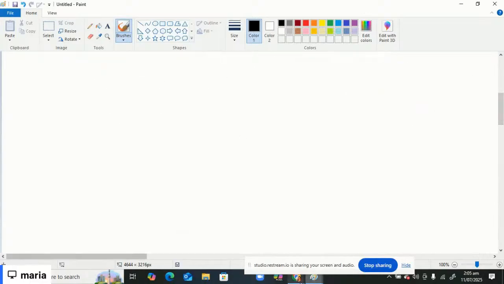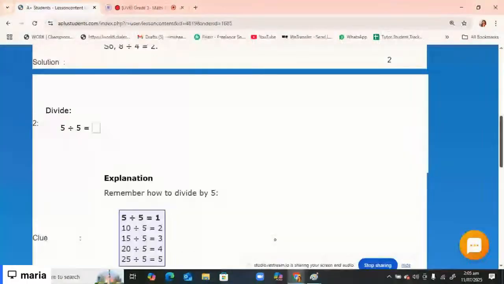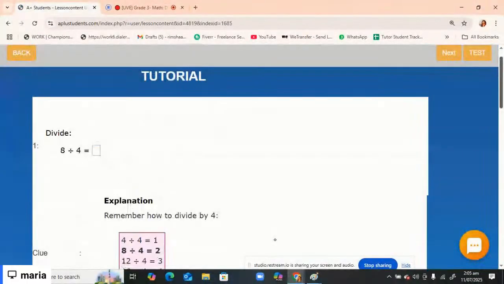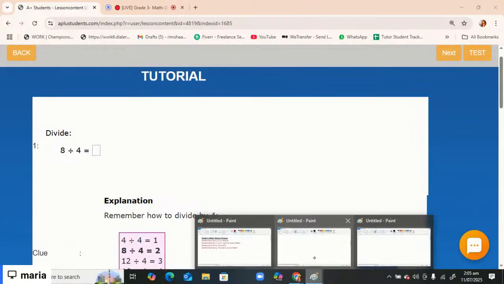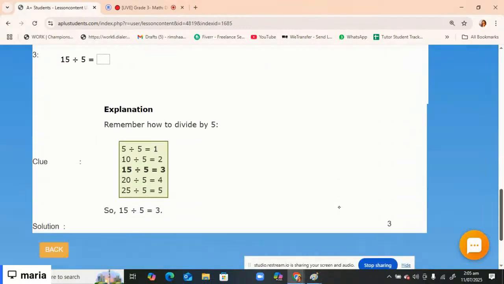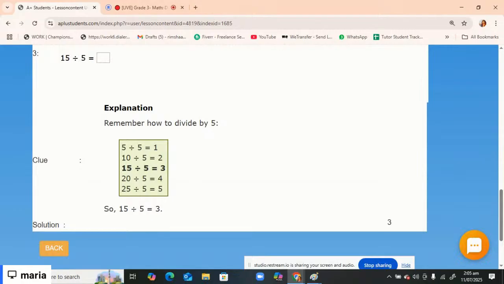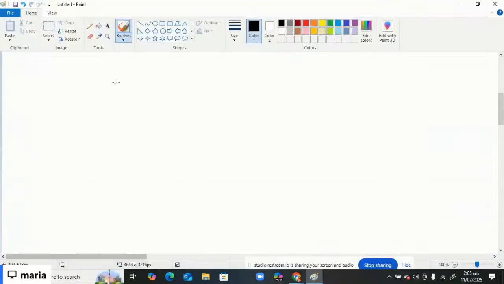Now let's start another. Let's take some other numbers. I'm going to use 18 divided by 3, then 32 divided by 4. Okay. Now let's do it.